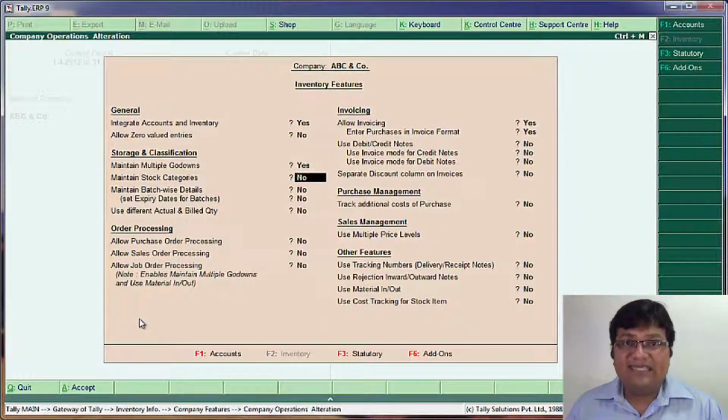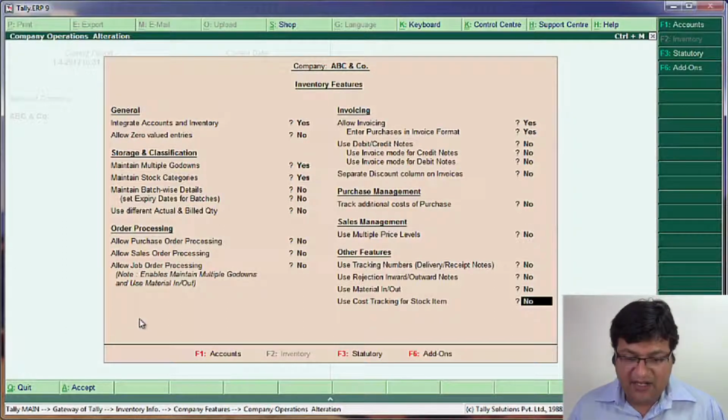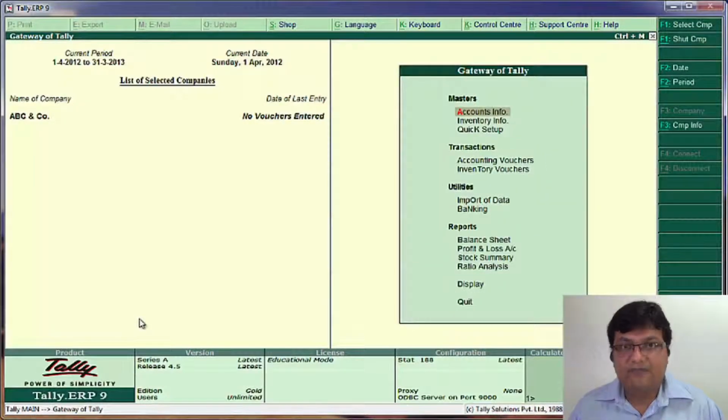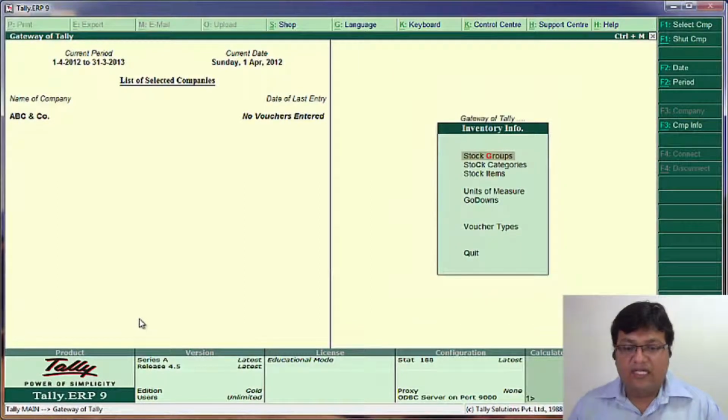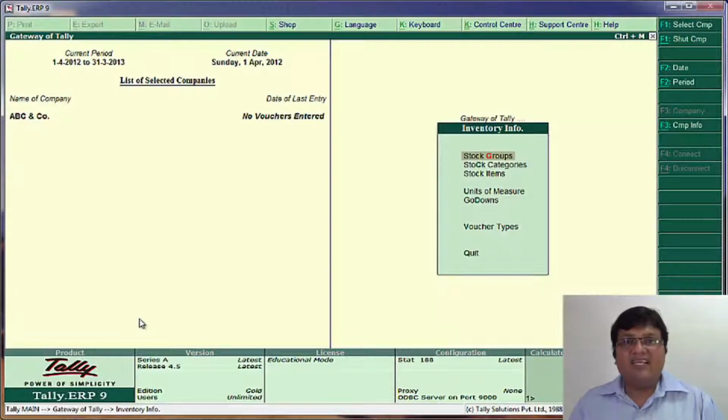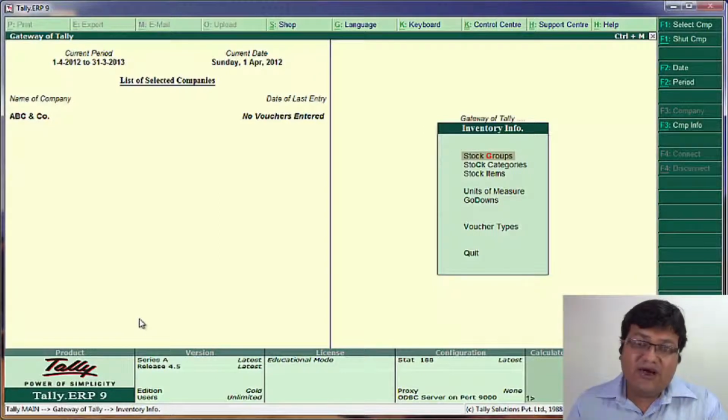The next option is maintain stock categories. Let us enable this, accept it, and come back to the gateway of Tally. Now when I go to inventory info, there are two more options which I've got enabled. What are these? These are stock categories and godowns. Okay, now before I start creating these, let us first understand what all these options are given for.